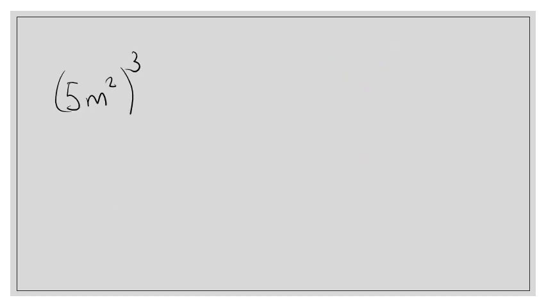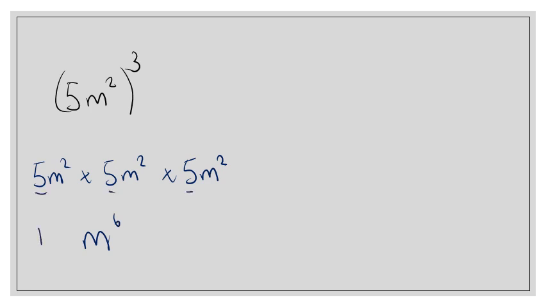Okay, final question, really similar to the last one. We're cubing something, so it's 5m squared times 5m squared times 5m squared. Now what we do here is we're going to have m to the power of 6, but it's really important we do 5 times 5 times 5 to get 125 m to the power of 6.